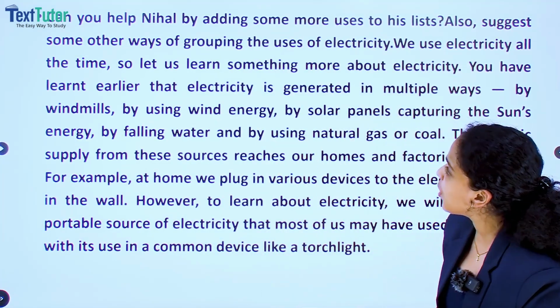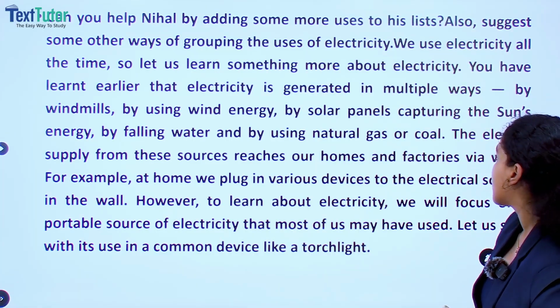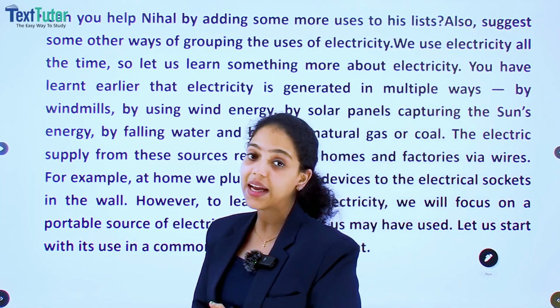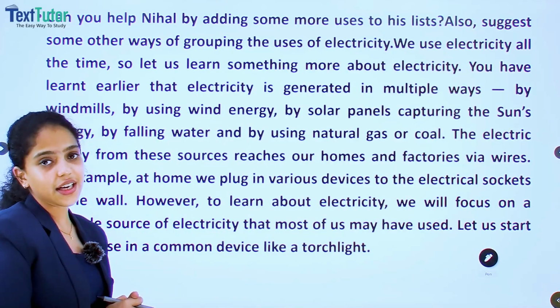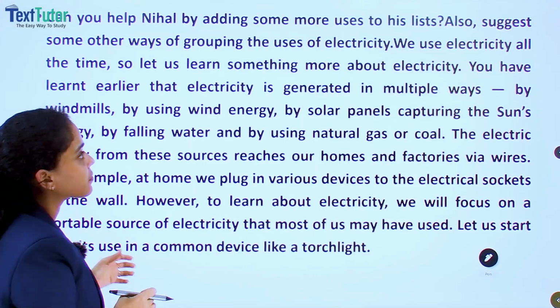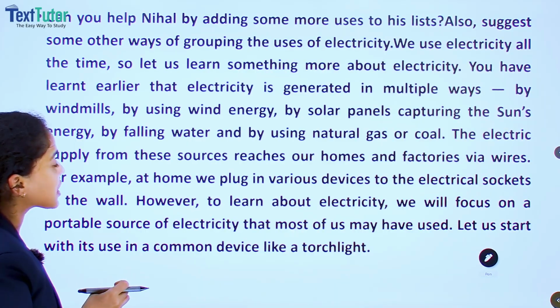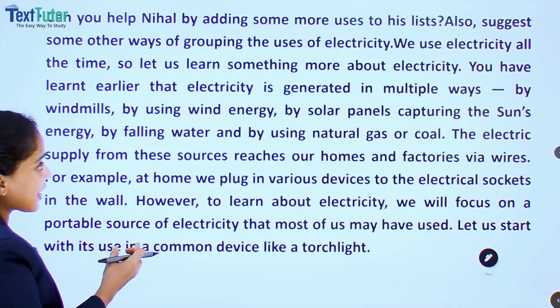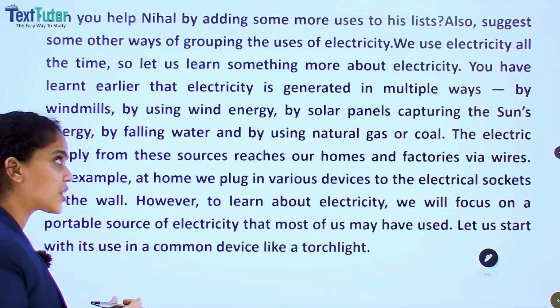So can you help Nihal by adding some more uses to his list? Some uses are given by Nihal, and you should add some more uses of electricity. Also suggest some other way of grouping the uses of electricity. We can group these uses of electricity in some other ways too.